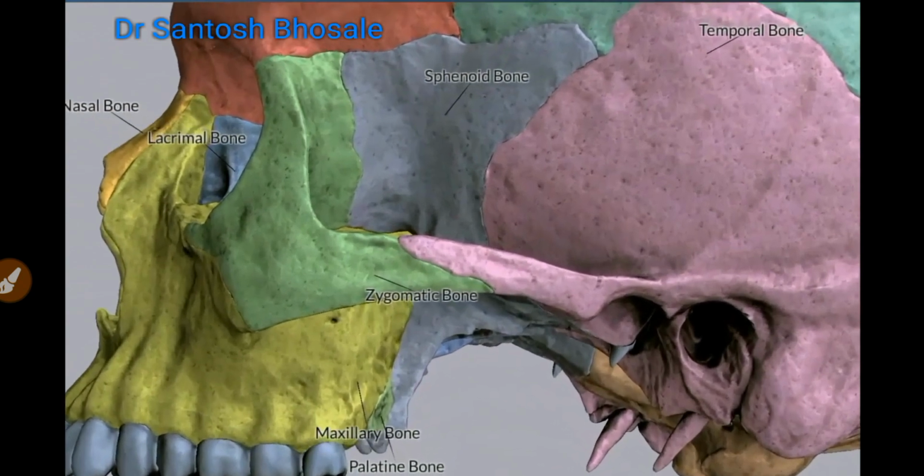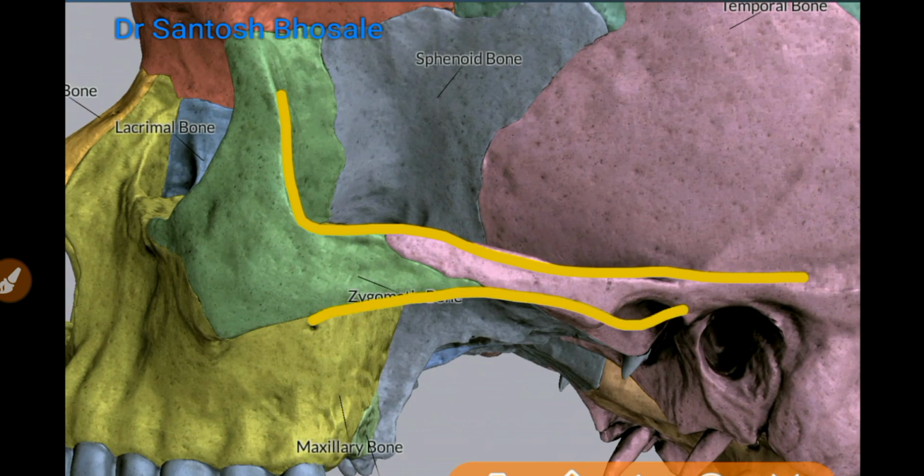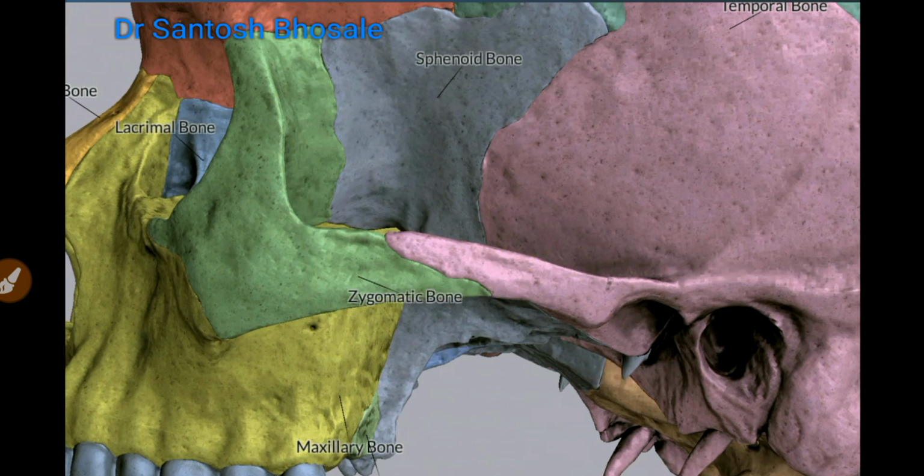So auriculotemporal nerve is a branch coming from the posterior division of mandibular nerve. Then coming to this zygomatic arch, as already we have discussed, this is a bony arch formed by the temporal process of zygomatic bone and zygomatic process of temporal bone held by this suture, zygomatico-temporal suture.